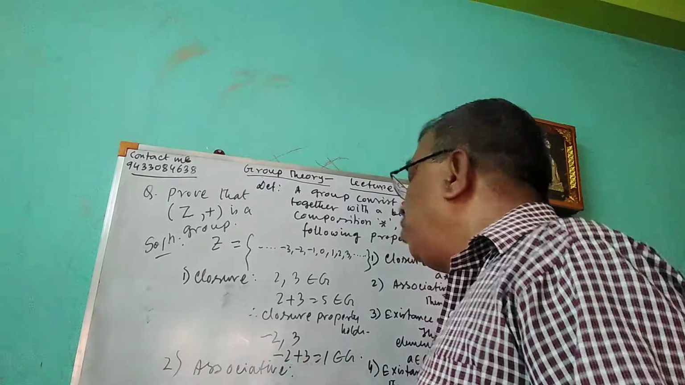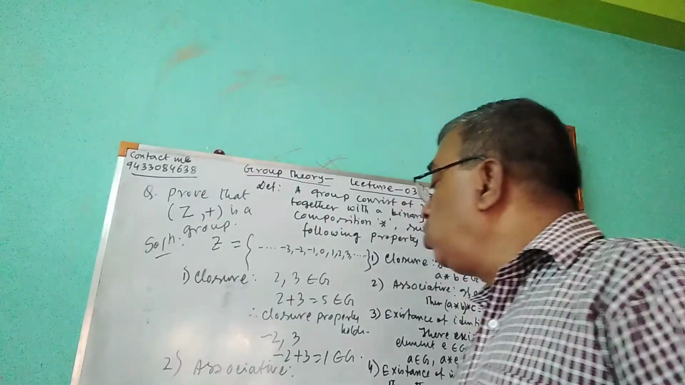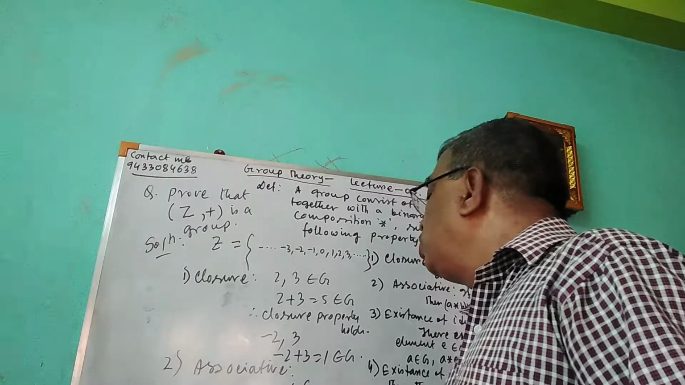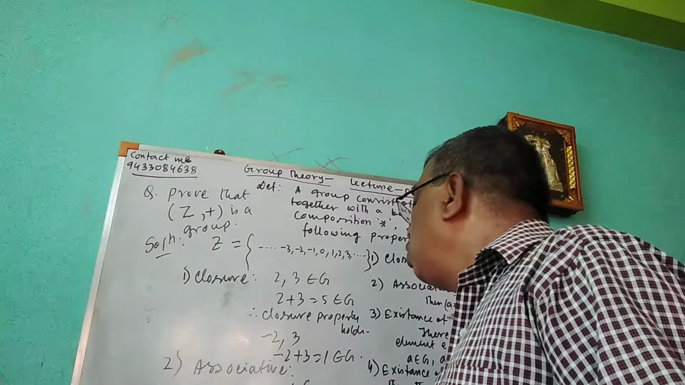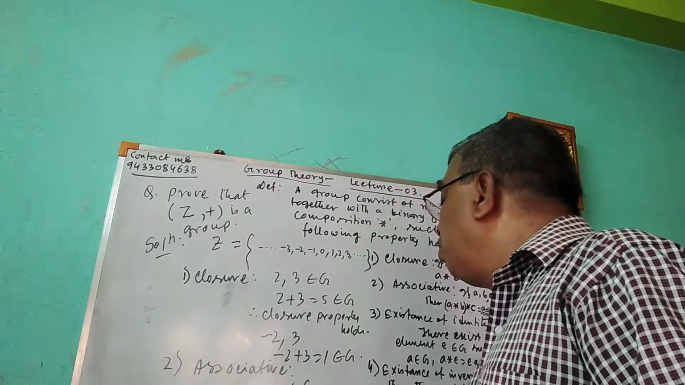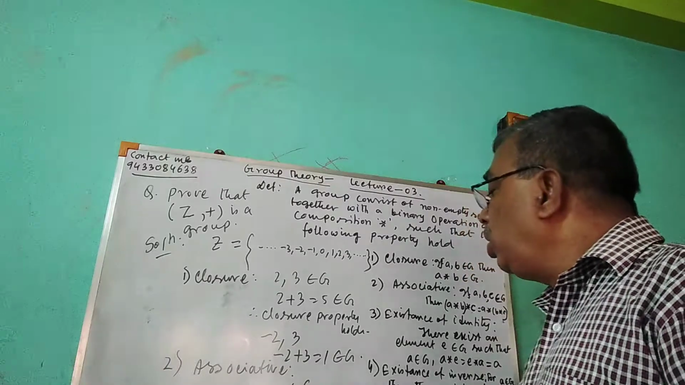Associative. For associative, we have to take three elements from Z, say 1, 2, 3. 1, 2, 3 belong to G. Now we have to see (1 + 2) + 3. Plus is the composition here. Be careful. Check whether (1 + 2) + 3 and 1 + (2 + 3) are equal or not.